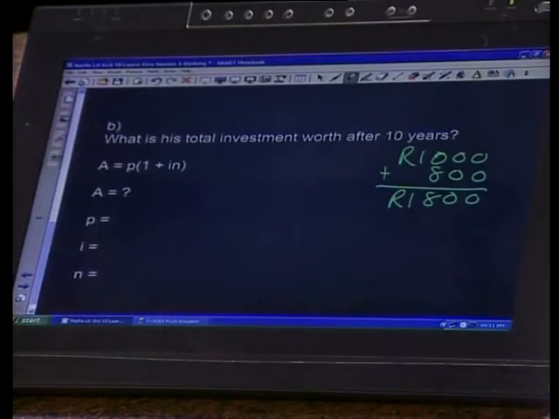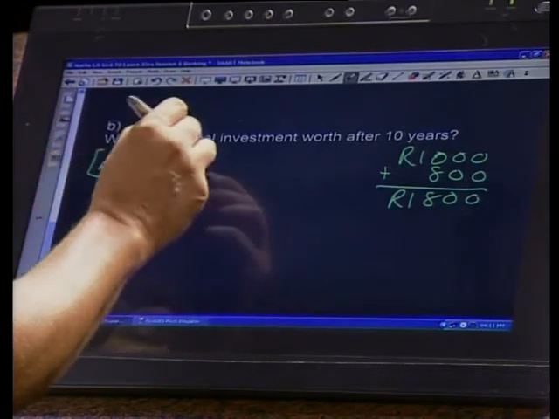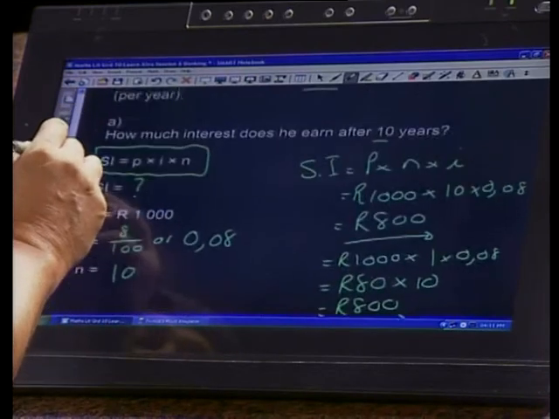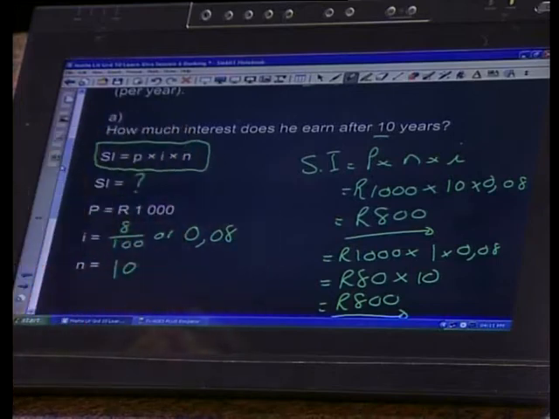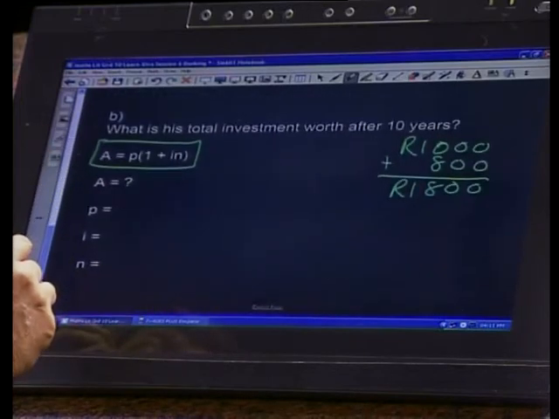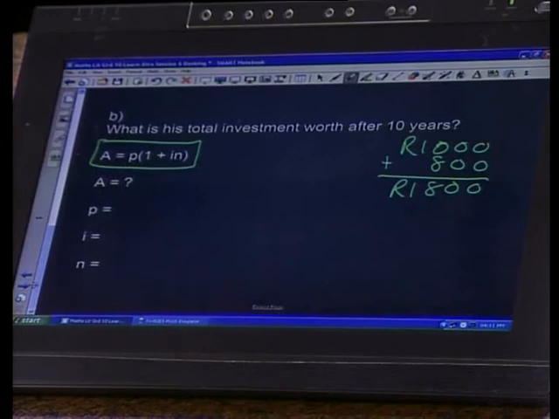This is where a teacher always holds his breath and thinks, oh, please let it work. Let's see if it works. So A is equal to P(1 + I × N). Can you see this formula we're using now? Remember last time we were just calculating the interest, so we used the other formula. Now we want to know the interest with the initial amount.